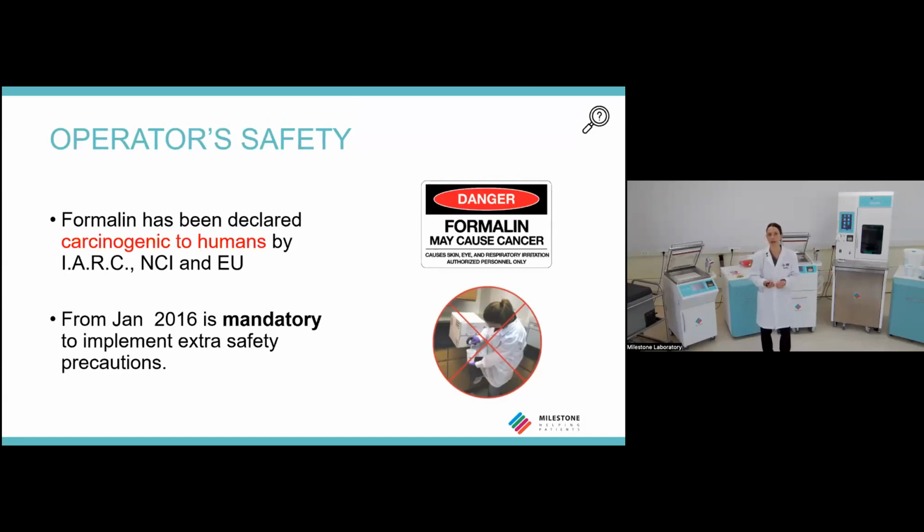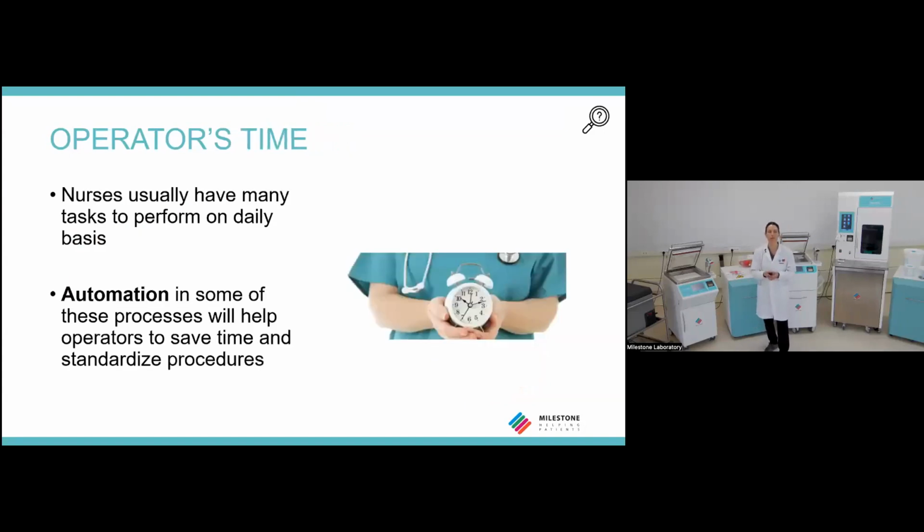So now the hospitals are trying different solutions. For example, the most popular and very effective is the vacuum technology. By vacuum technology, and we will see it better later on, the tissues are positioned fresh under vacuum. So this will completely remove the formalin from the operator, from the surgery.